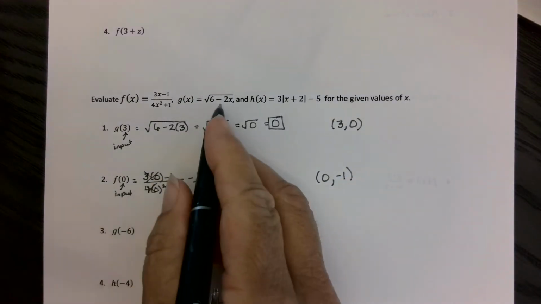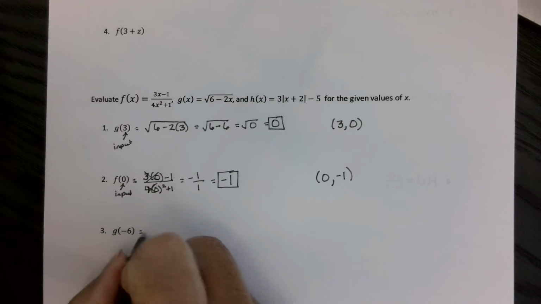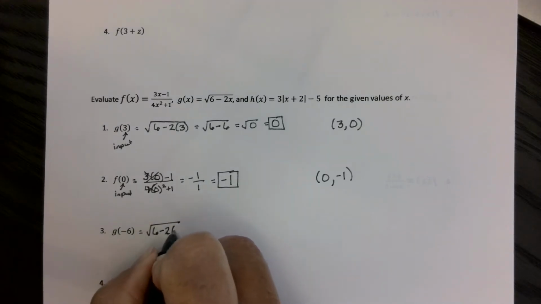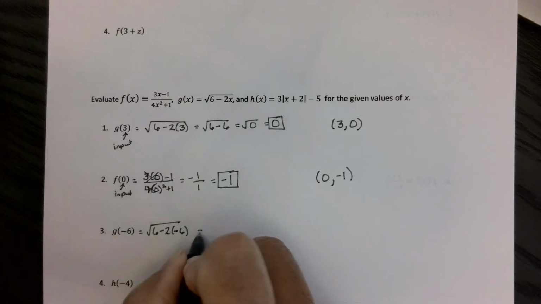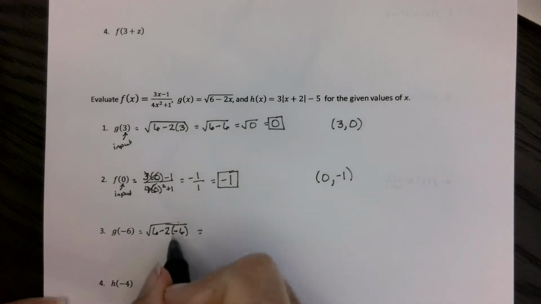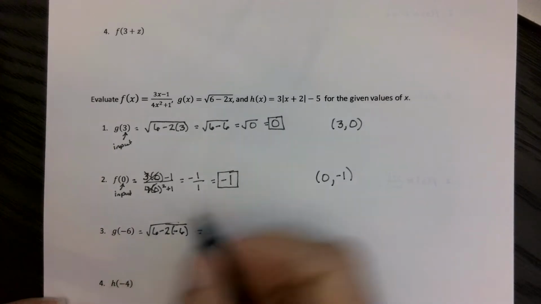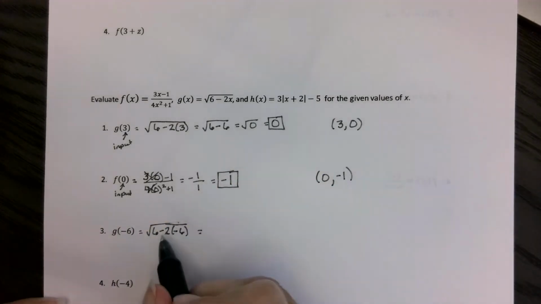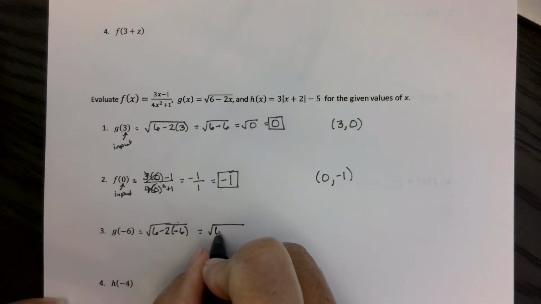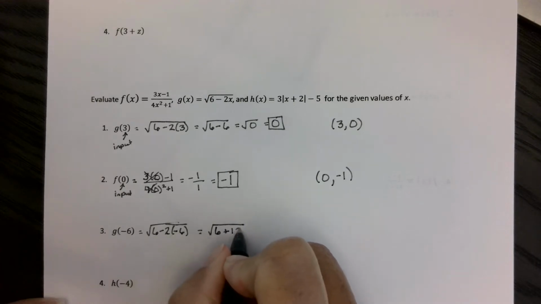Again, we're going to use g, so it's going to be this middle one. You're going to say 6 minus 2 times a negative 6. And on that, you're going to multiply before you subtract, or however you want to say it. I'm just going to say a negative 2 times a negative 6. That gives me a positive 6. Positive 12. So I have 6 plus 12.